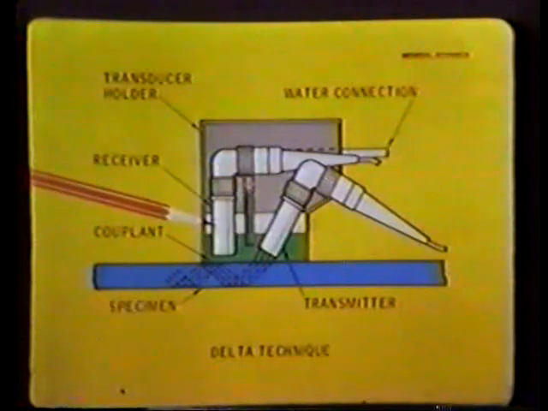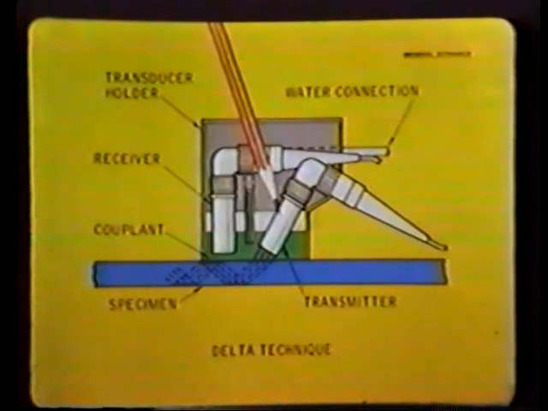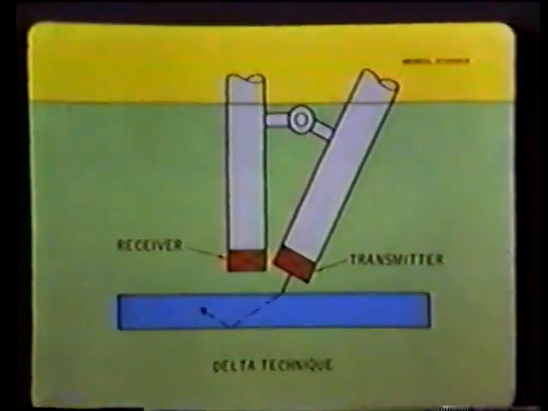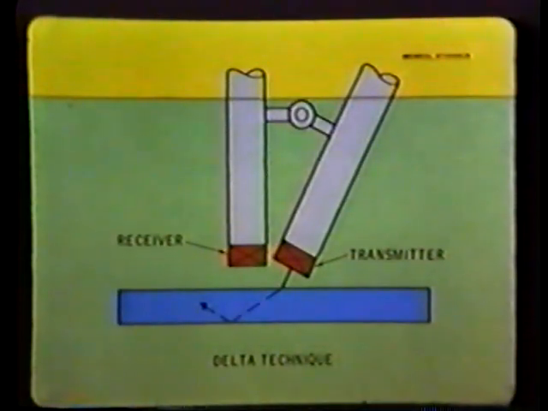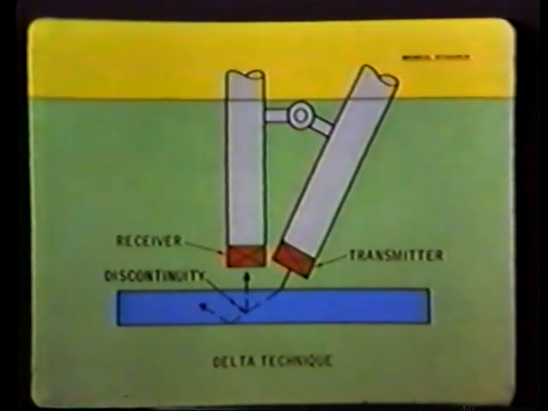A receiving transducer is positioned normal to the test surface. One or more transmitting transducers are positioned at an angle next to the receiving transducer. Sound energy is transmitted into the specimen and travels at an angle under the receiving transducer. When the sound beam strikes a discontinuity, part of the energy is redirected and picked up by the receiving transducer, producing a discontinuity indication.